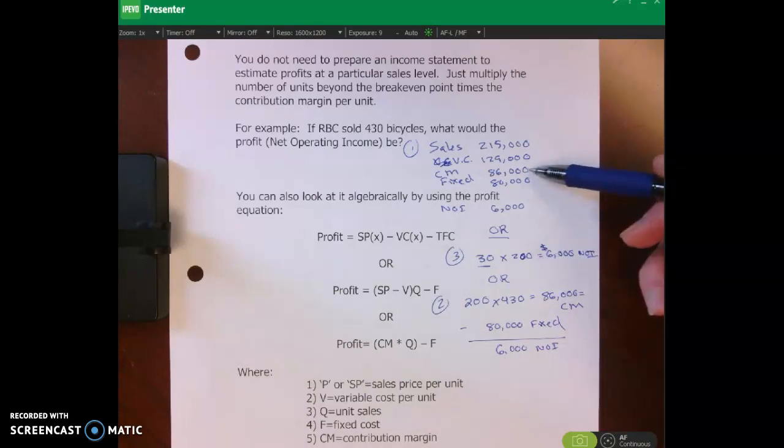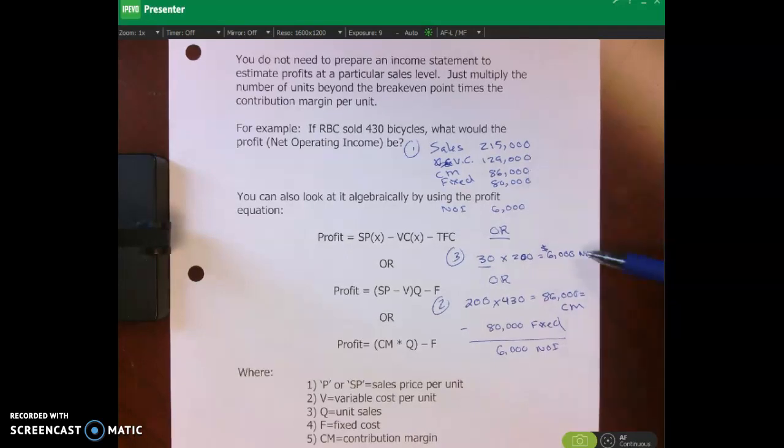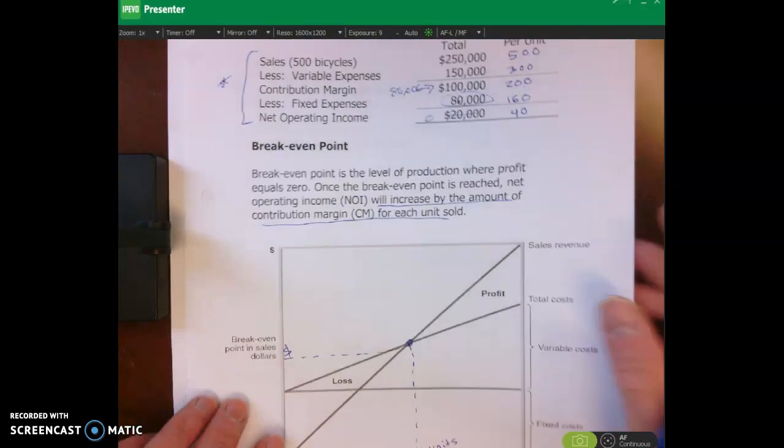Remember, contribution margin was $80,000 at break even. Here it's $86,000. So the difference is $6,000 in contribution margin. And that is also my increase in net operating income. And it is not just the increase, it is the net operating income, because I am beyond the break even point.